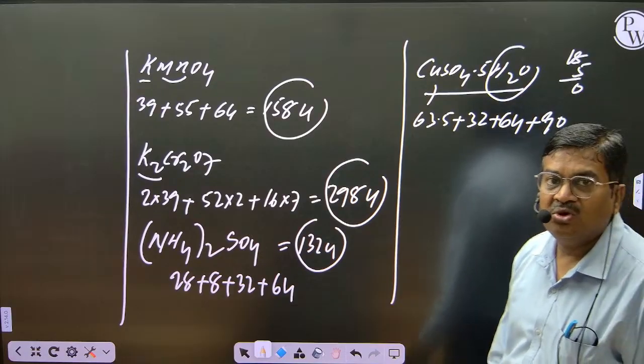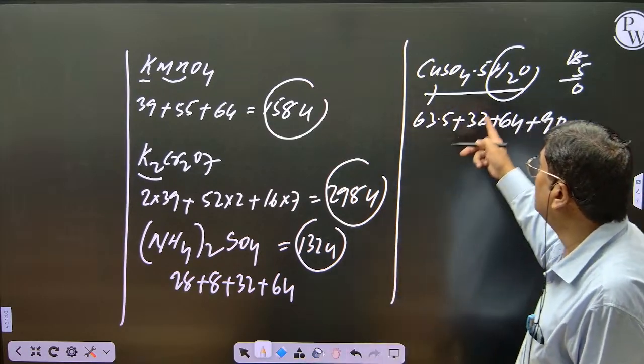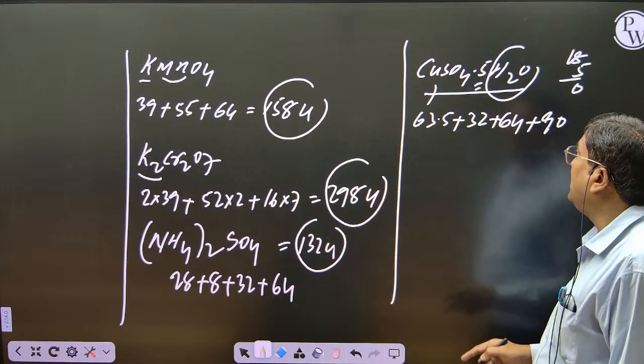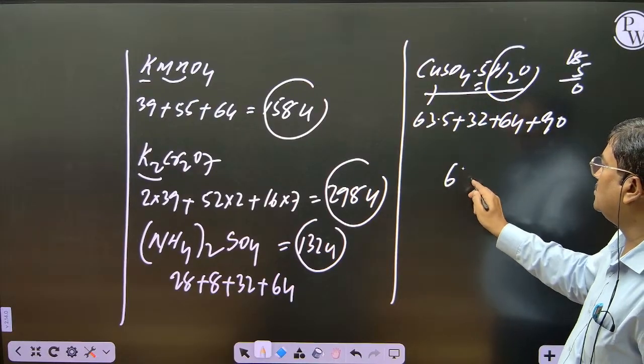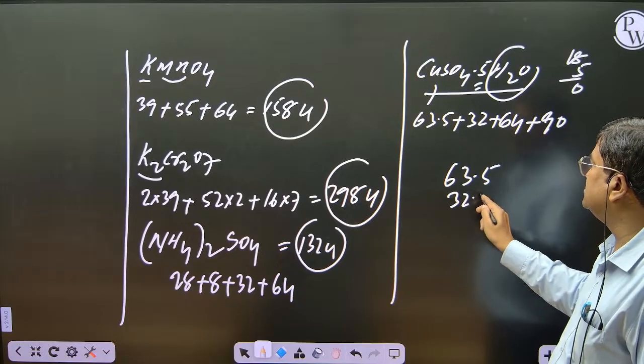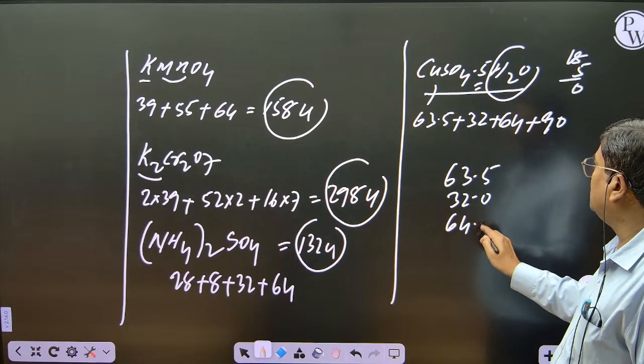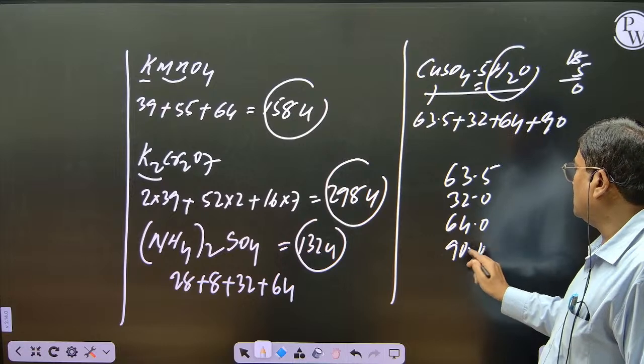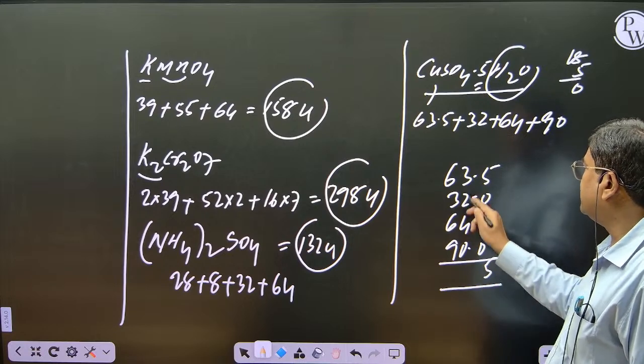So understood, 1 mole of water is weighing 18. So there are 5 moles of water. So 5 of 18 comes 90. When you add the total of this, find out how much you get. 63.5 plus 32 plus 64 plus 90.